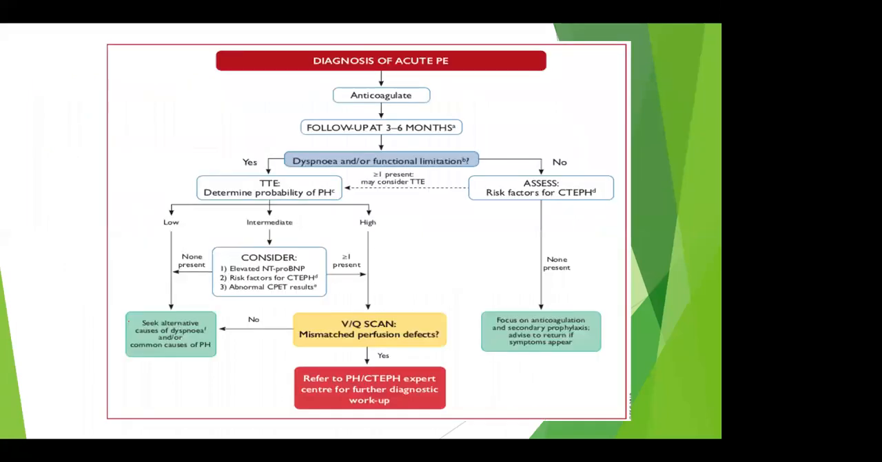So this flowchart is taken from ESC. I'm not going into detail, but basically every patient with PE, you anticoagulate them, you follow them up at 3 months, and you assess them for dyspnea, and you also assess their functional status. So anyone with shortness of breath, anyone with a reduced functional capacity, you would want to get an echo looking specifically for signs of pulmonary hypertension.